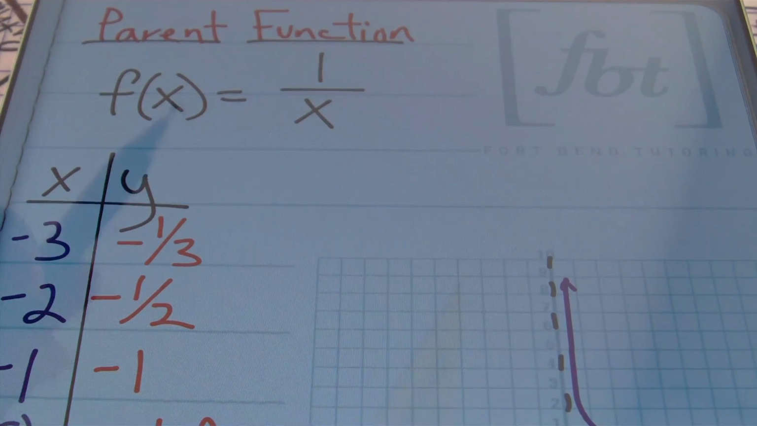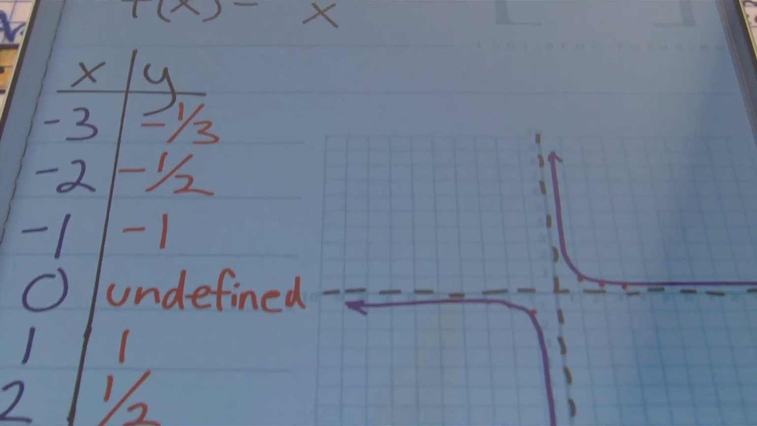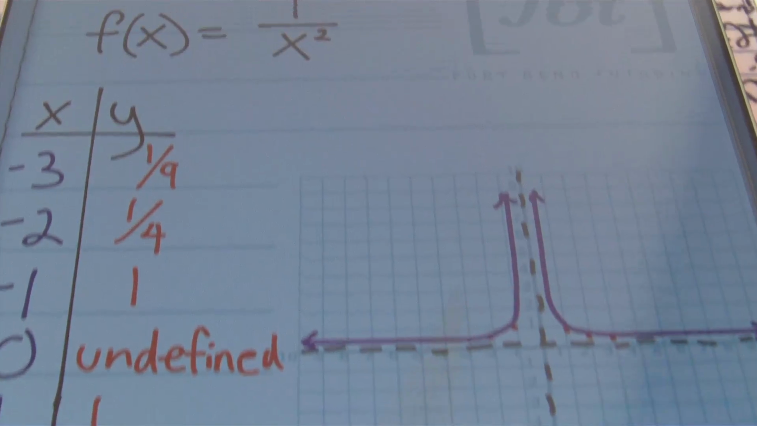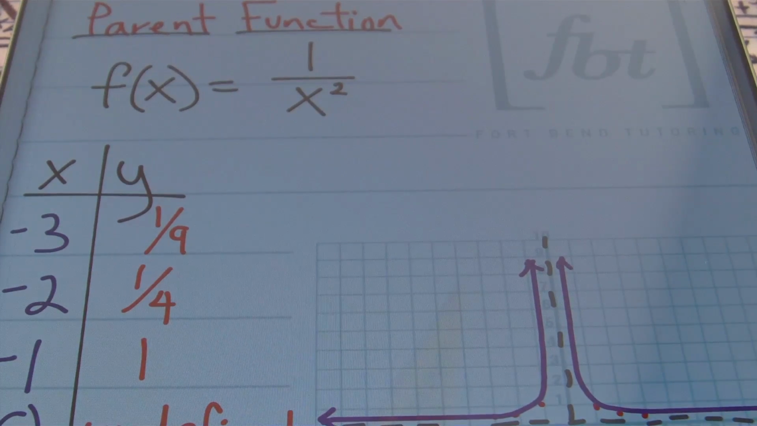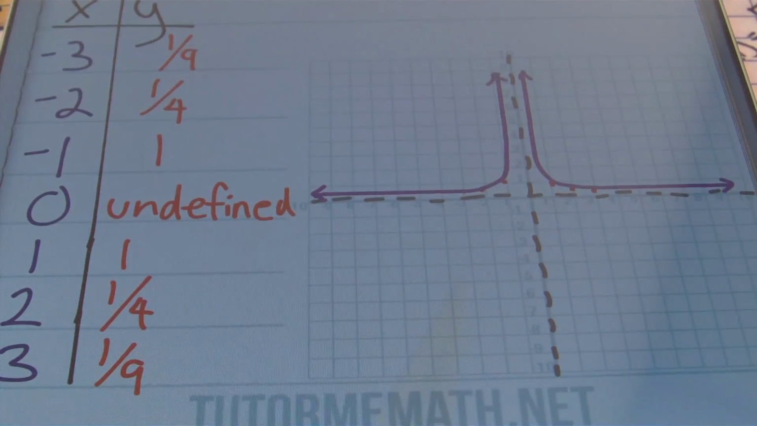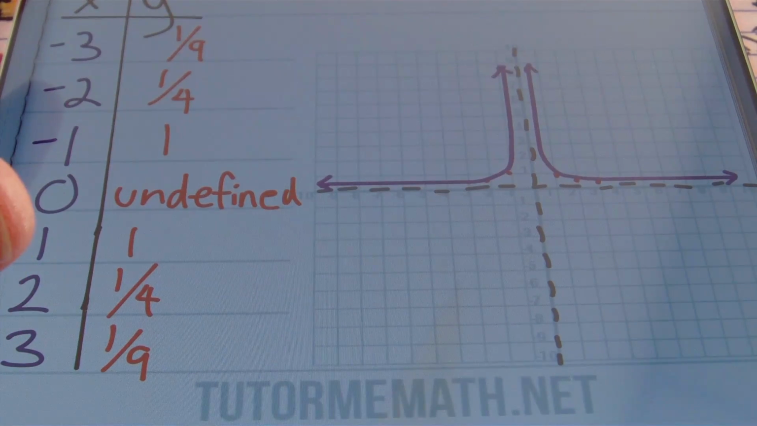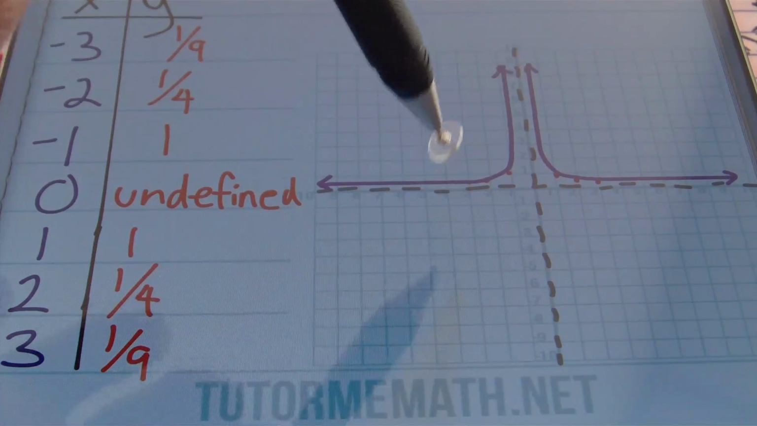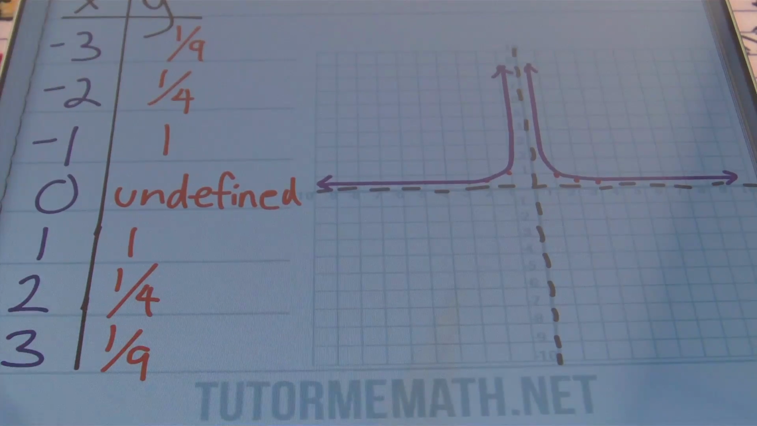One parent function for a rational function is 1 over x, and its graph looks like this. Or you can have a parent function for a rational function that is 1 over x squared, and it looks like this. That's just to give you an idea of the rational functions that you may see from time to time. And what we're going to be doing in this video is trying to find where these rational functions intersect with the x-axis or with the y-axis.